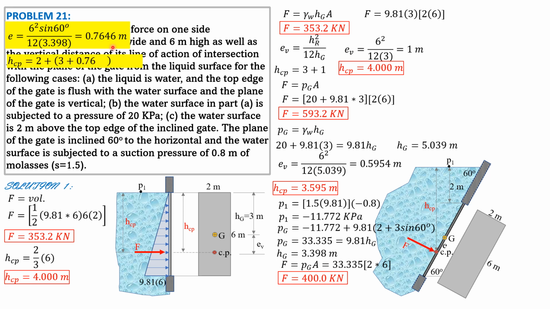Therefore, H sub Cp is equal to 2 plus this 2 here plus 3, quantity 3 plus E sine of 60, this vertical distance, additional. So H sub CP is equal to 5.260 meters. So that's it for this problem.